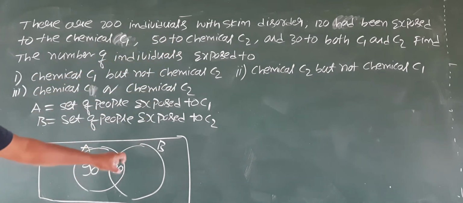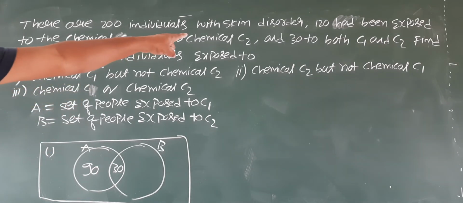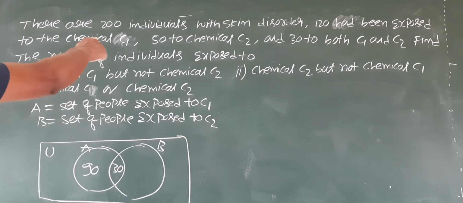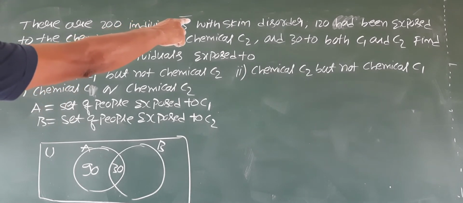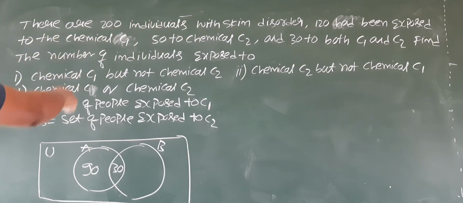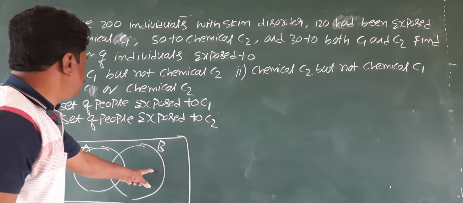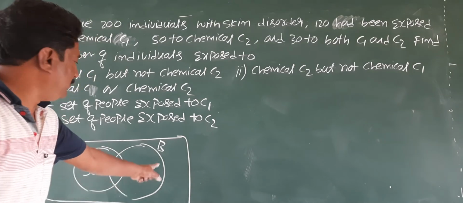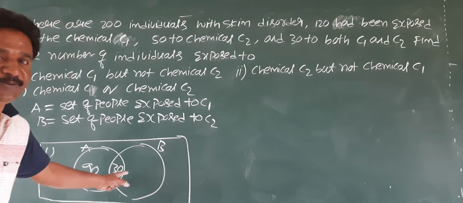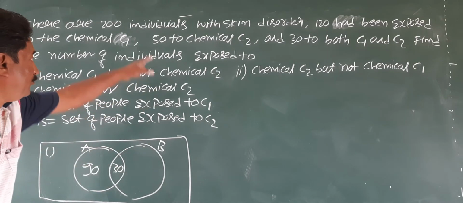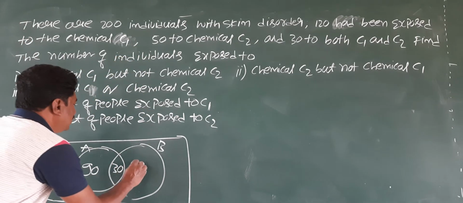Next, write set B. 30 to both. 200 individuals with skin disorder: 120 have been exposed to chemical C1, 50 to chemical C2. Again the total number of elements of B is 50. For B, 30 has already been written. So 50 minus 30 is 20.